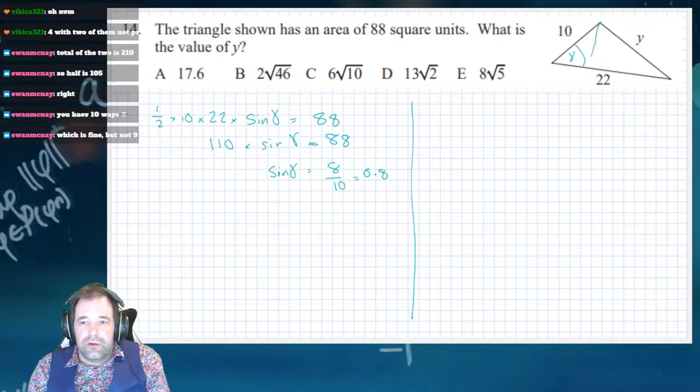So we know that length there is 8, because that's how you get 8 tenths. Oh, we knew that anyway. Did we know that anyway? 8 times 22 halved. Yeah, we knew that anyway from the area of the triangle being 88. We knew that anyway. Okay, so that doesn't help us. At least we didn't do anything wrong.